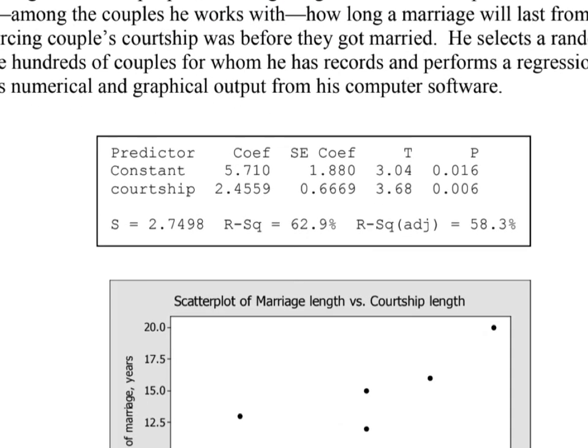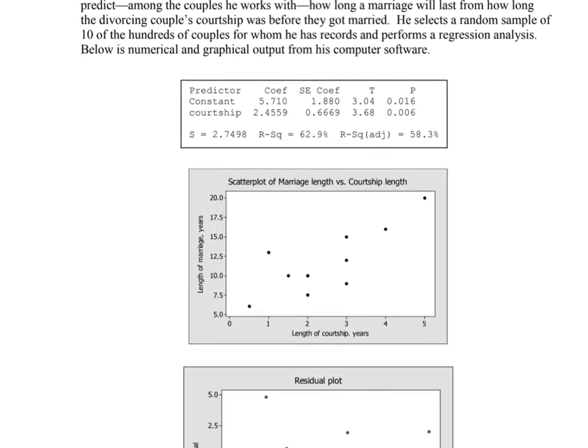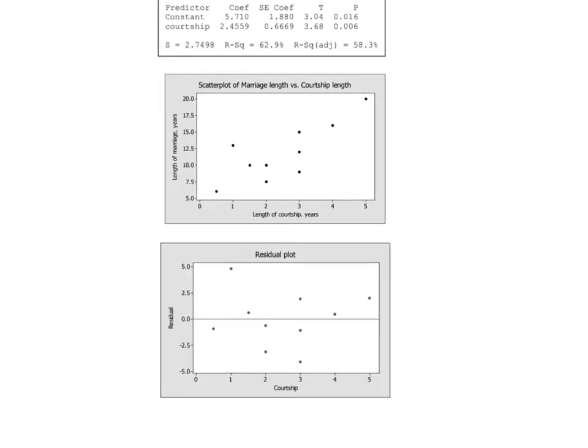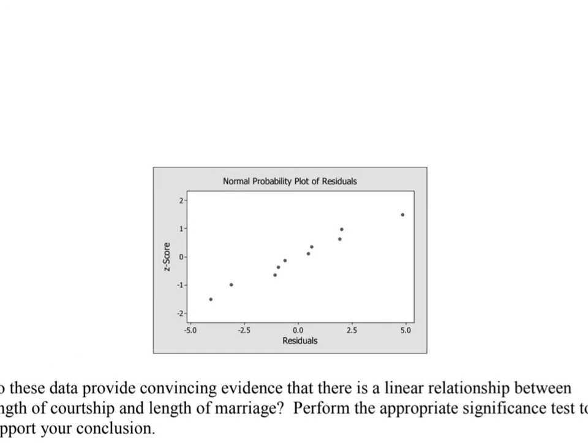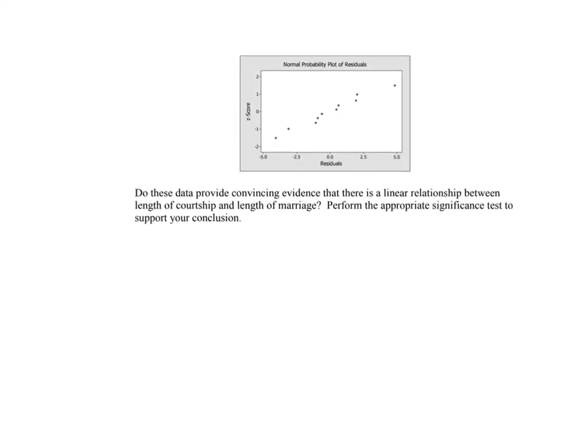Okay, so here we go again. We have to be able to read output. That's going to be our number one goal in chapter 12, read output. So I'm reading output, I'm looking at all this, and then I'm going to answer some questions. Here's the actual scatter plot, here's the residual plot, and then here's the normal probability plot. Well, they're giving me everything I need in order to do the assessment.